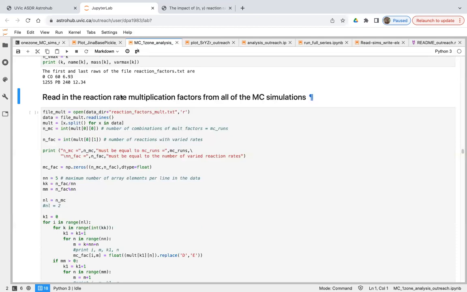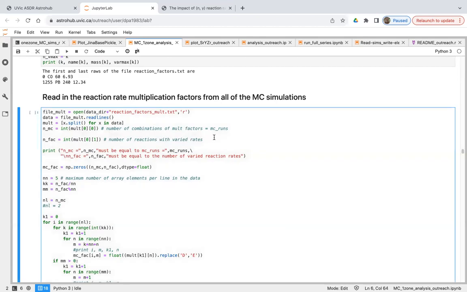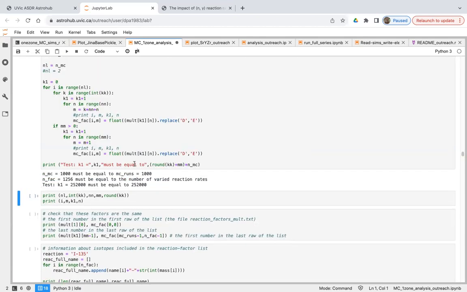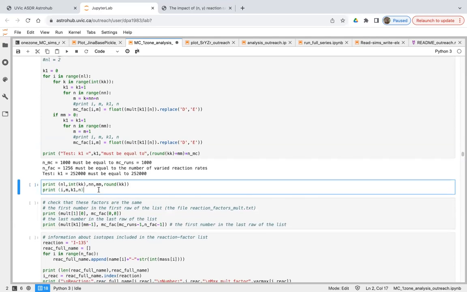And now in the next cell we read the individual multiplication factors for the 1256 rates that were used in our 1000 Monte Carlo runs. They were chosen randomly, as explained in the papers referenced at the top of this notebook. You can have a look at the papers. Just read this data. It takes some time. Yeah, it's done. Okay.